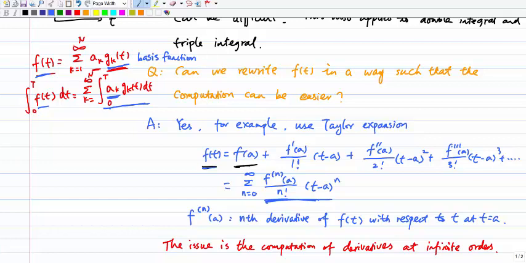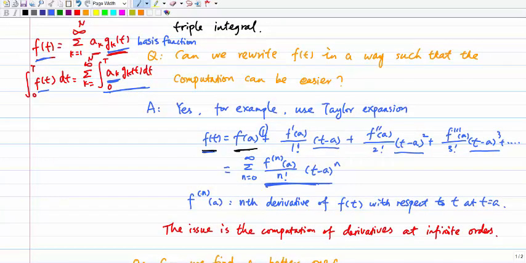You can consider this as having basis functions: the basis function 1, then (t minus a), (t minus a) squared, (t minus a) cubed, until (t minus a) to the infinity, basically. So you can write any function f(t) using Taylor expansion in this way. Here f^(n)(a) means the nth derivative of f(t) with respect to t, evaluated at t equals a.